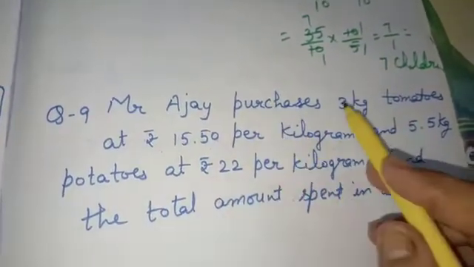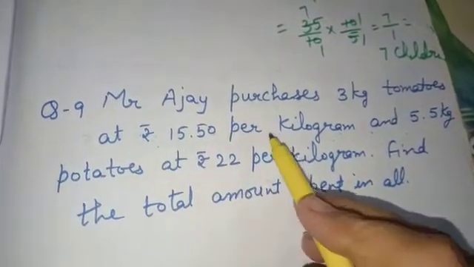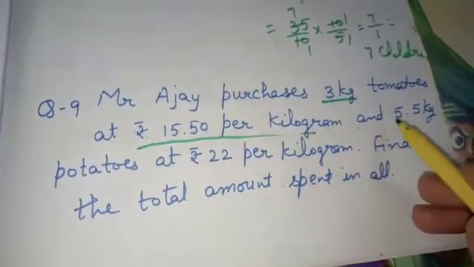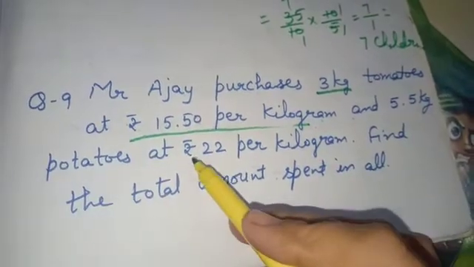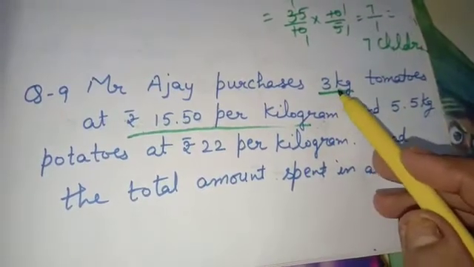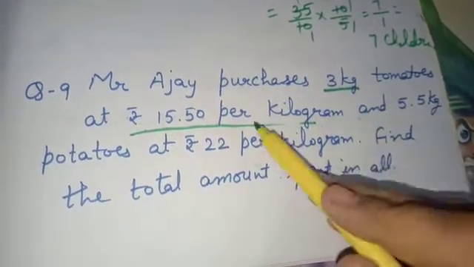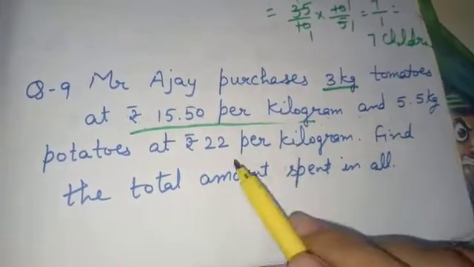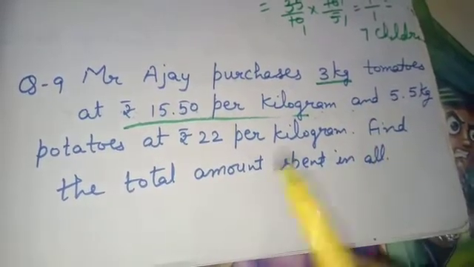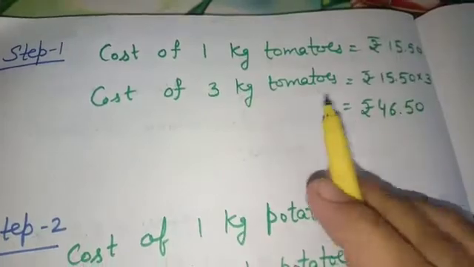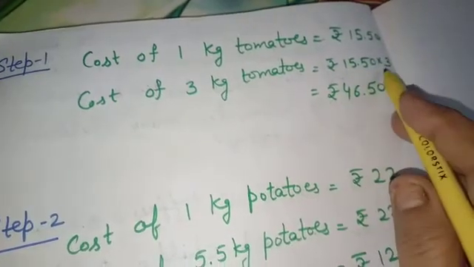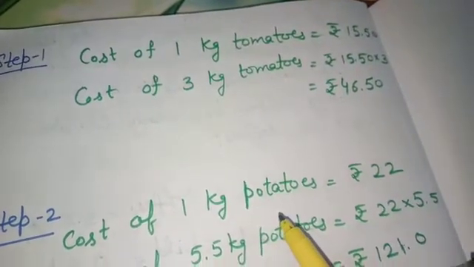Mr. Ajay purchases 3 kilogram tomatoes at rupees 15.50 per kilogram. 3 kilogram tomatoes. The cost of per kilogram tomatoes is given. And 5.5 kilogram potatoes at rupees 22 per kilogram. Find the total amount spent in all. So the question will be solved in 3 steps. Firstly, we will find the total cost of tomatoes, then the total cost of potatoes. Then by adding both the total costs, we will find the total amount. So step 1: the cost of 1 kilogram tomatoes is given. To find the cost of 3 kilogram tomatoes, we will multiply by 3. Got the answer 46.50 rupees.